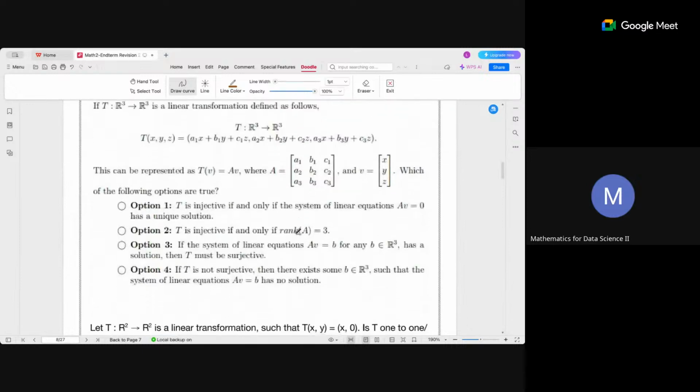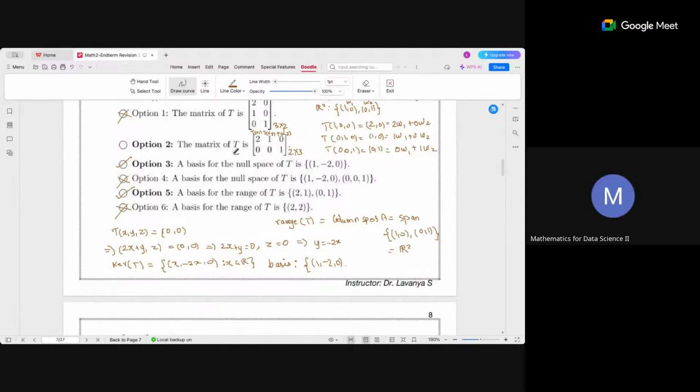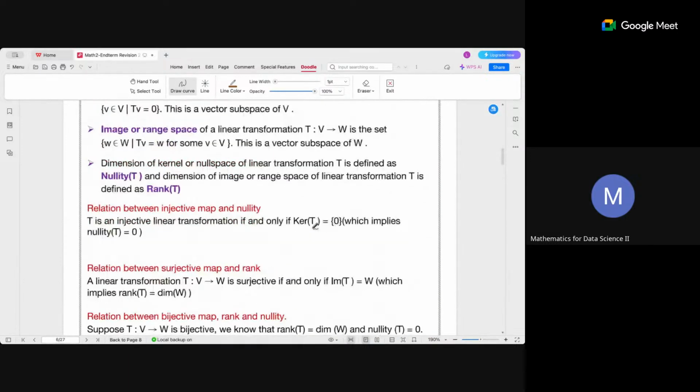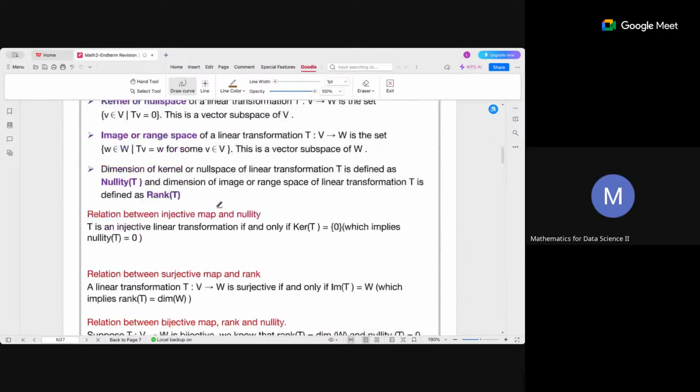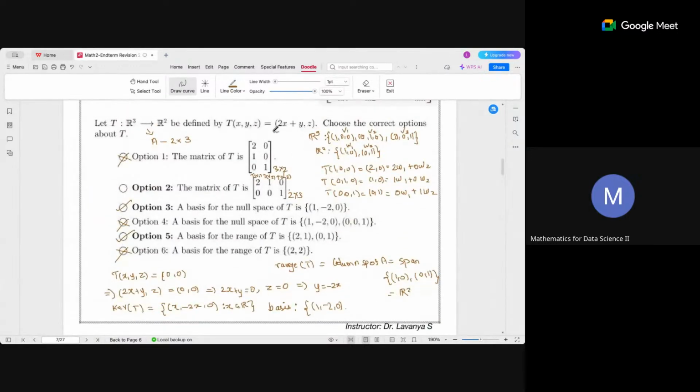So the next question here is that you are having a transformation from R3. Please explain option 5 again. Okay, so range of T. How do you find range of T? From the definition of range of T, you can find what is the range. This is one way of doing. But whenever you have a matrix, you don't have to worry about this definition because you have an easier way. So range of T is nothing but the column space of A.